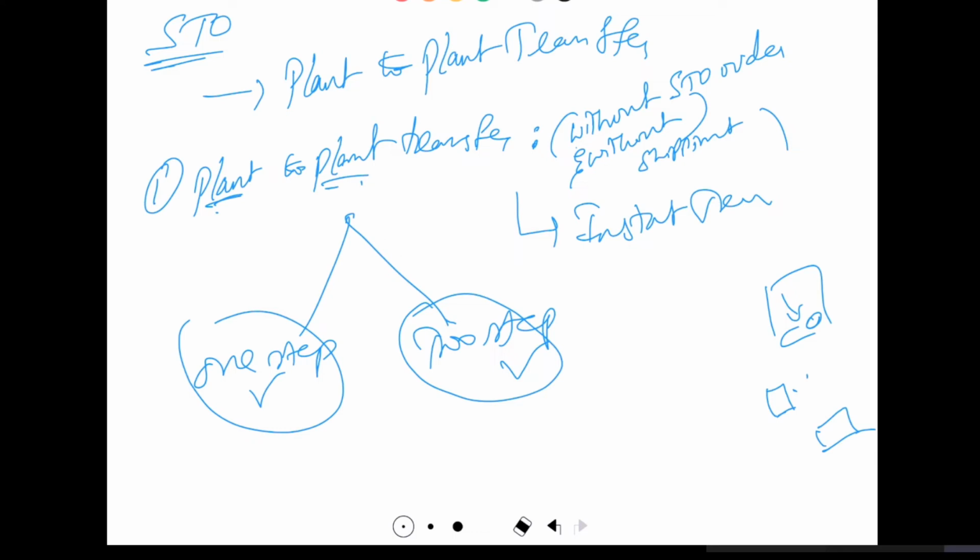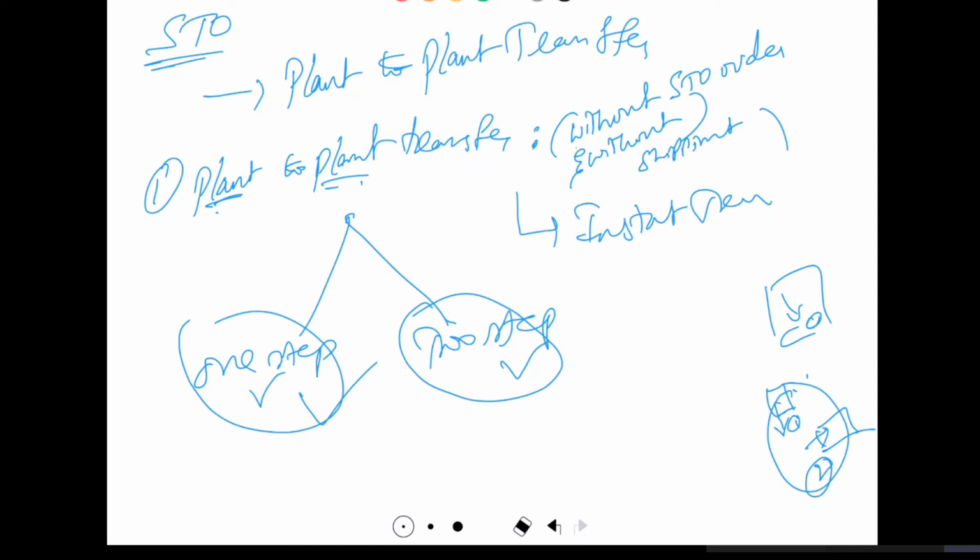So in those cases, first the supply plant is sending the goods to the outside, and the receiving plant will receive them inside. Okay, so there are two cases. Step one is they are sending. Step two is they are receiving. But in this case, one step procedure, both will happen at a time. So no need to wait.